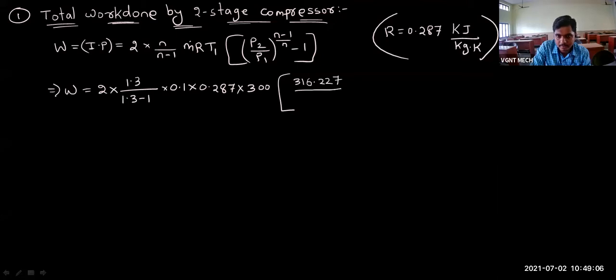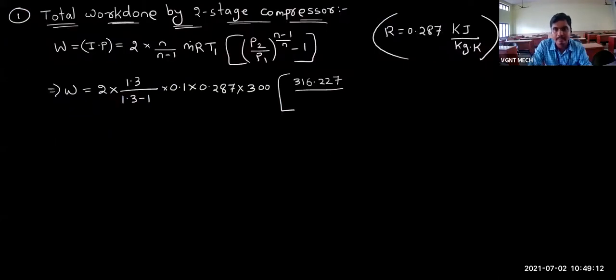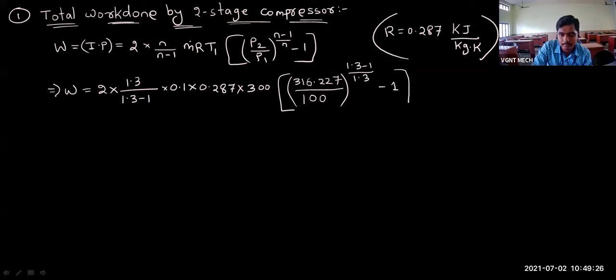316.227 whole divided by what is P1? So P1 was 100 kilopascal, 100 kilopascal whole to the power (n minus 1) by n. N is 1.3, so (1.3 minus 1) divided by 1.3. Okay, now you solve this and tell me how much work done we are getting.